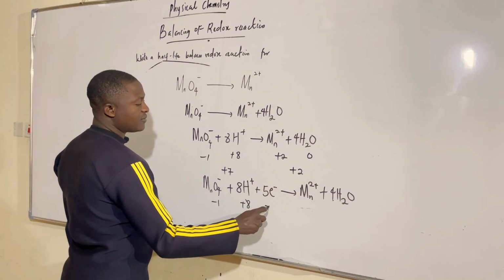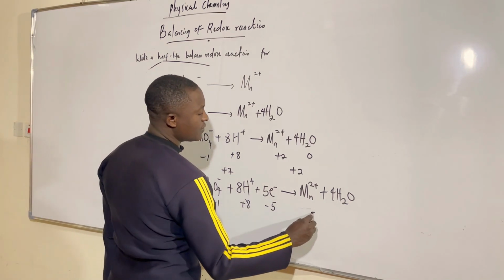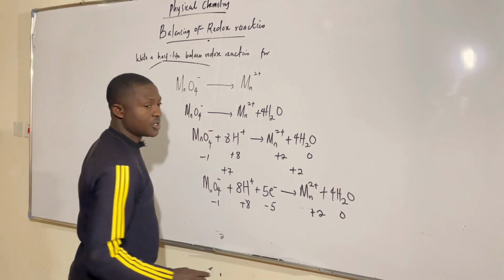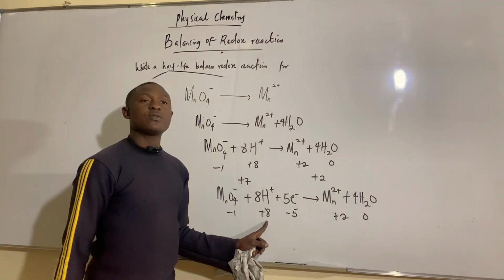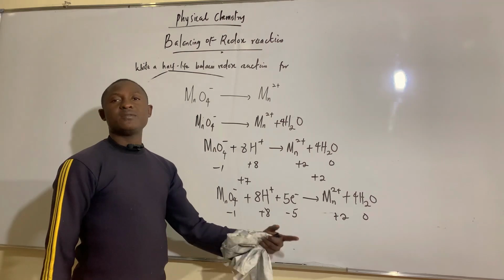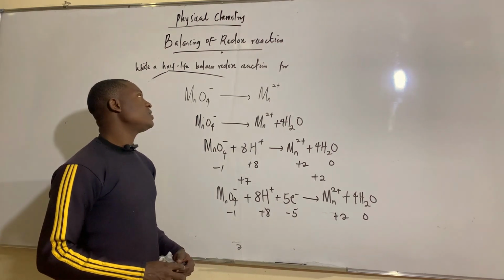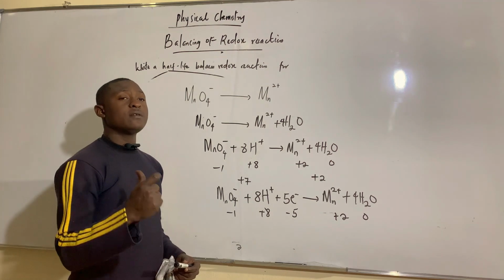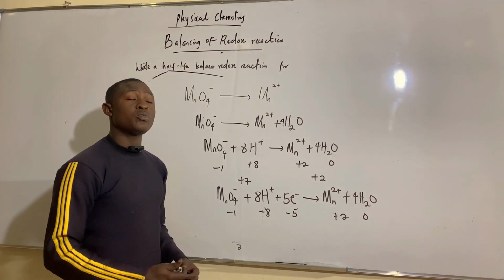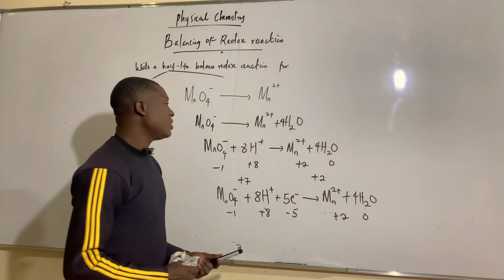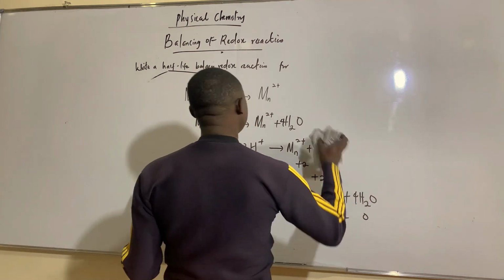You can see here I have minus 5, here we have 2, and here we have 0. Can we check? So minus 1 plus 8, of course, we have 7. 7 minus 5, we are going to have 2, which is equivalent to what we have at the product side. So in the case of this, the first thing to consider is to add the oxygen, as water, to the side without oxygen.